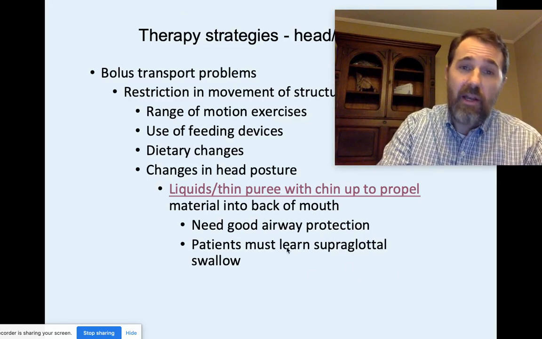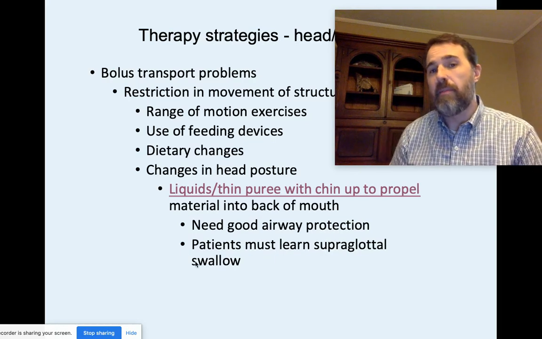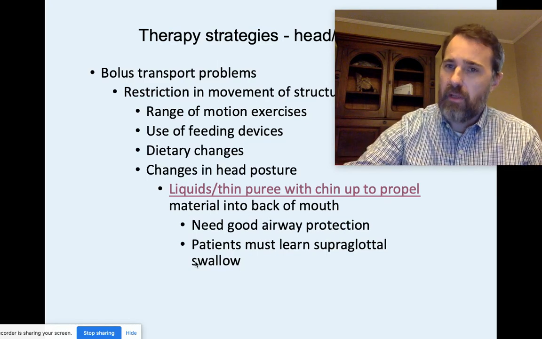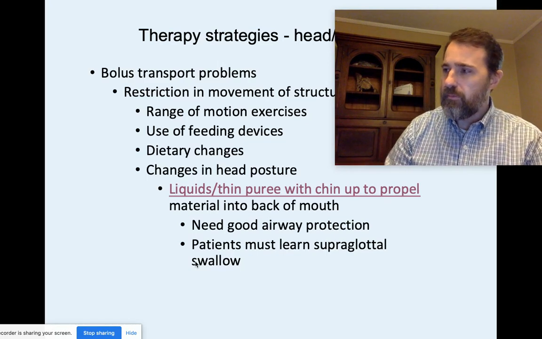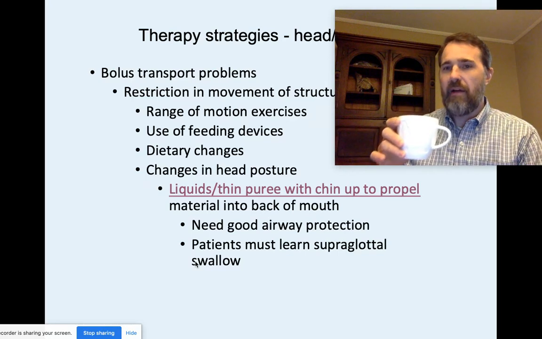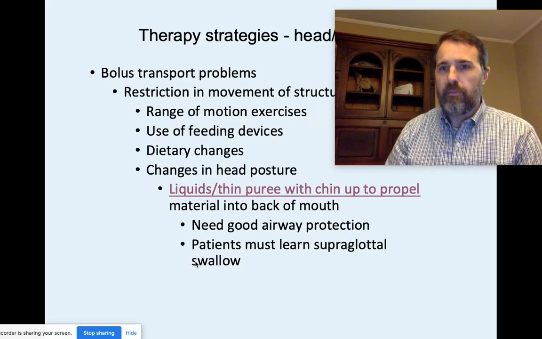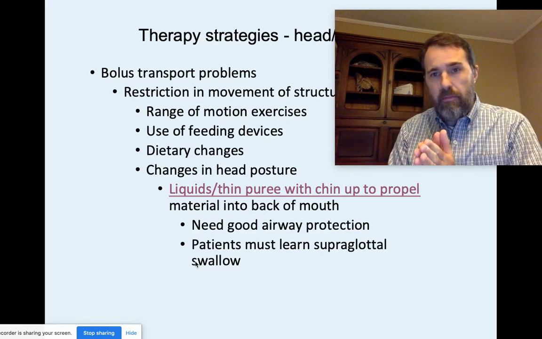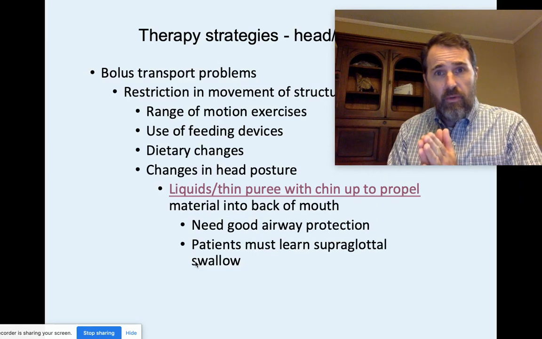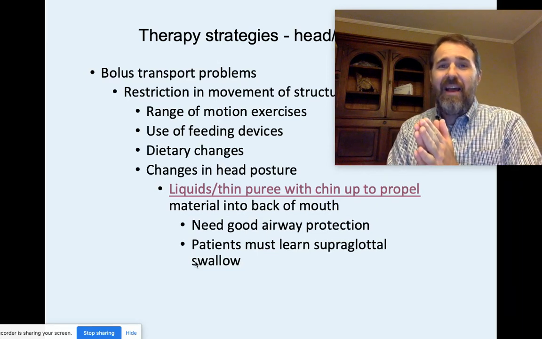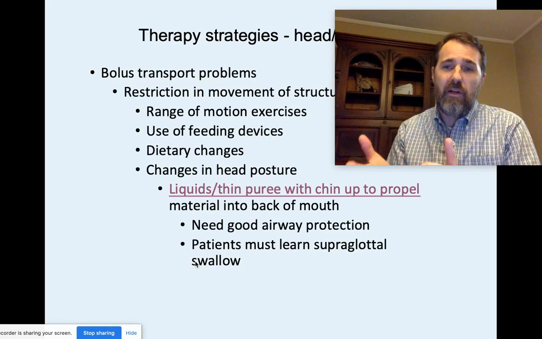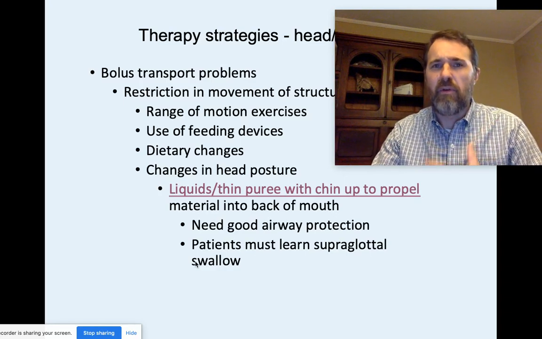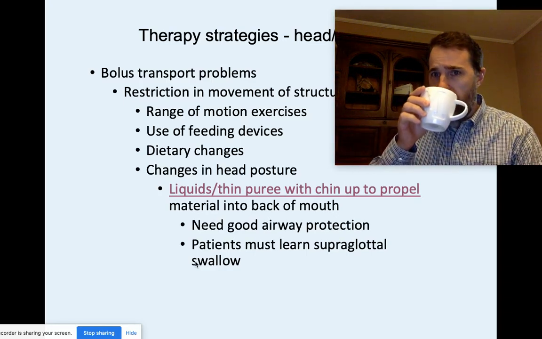Also, the supraglottic swallow is a strategy that this population uses a lot. Essentially, you adduct the vocal folds prior to swallowing, and then after you swallow, you throw a cough in there. That's going to expel anything near the vocal folds.